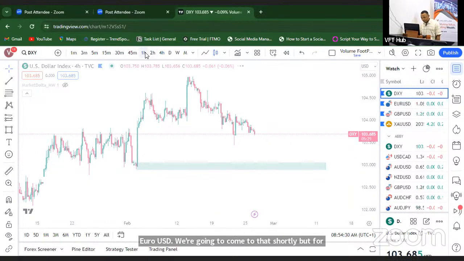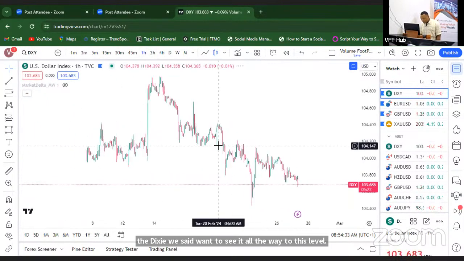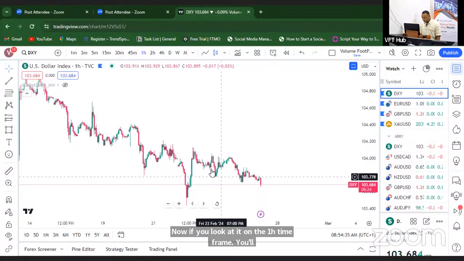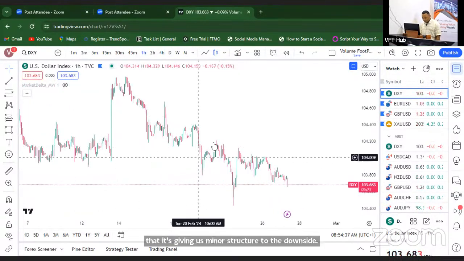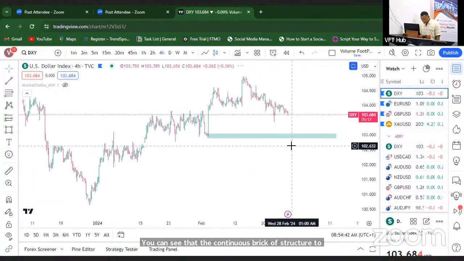Now, if you look at it on the 1 hour time frame, you'll see that it's giving us minor structure to the downside. You can see that the continuous break of structure to the downside is also signifying that price was interested in this point of interest, right?